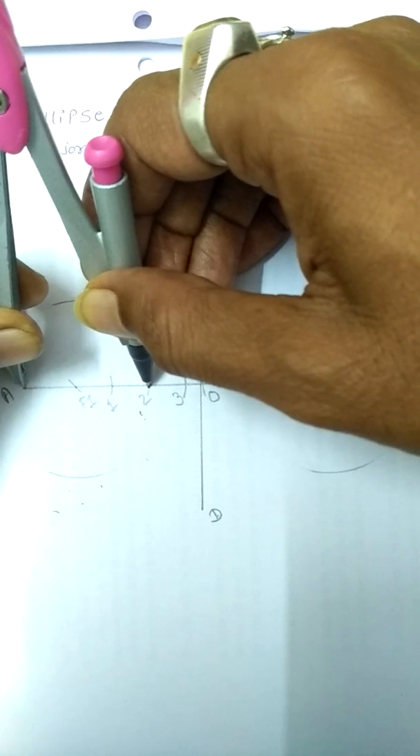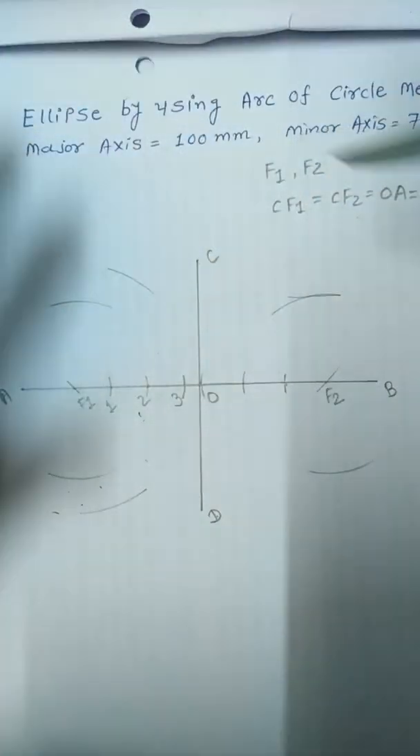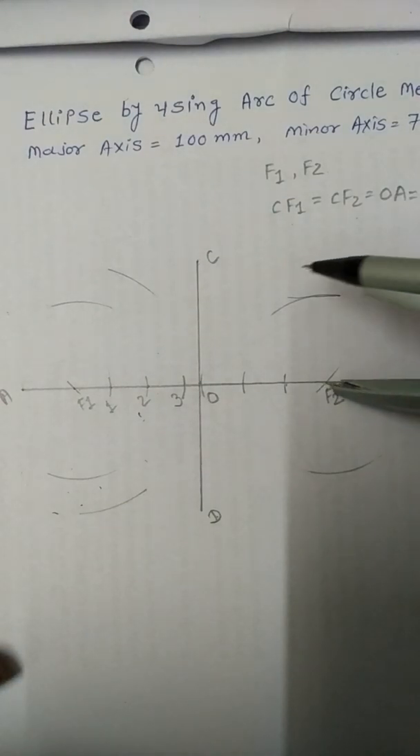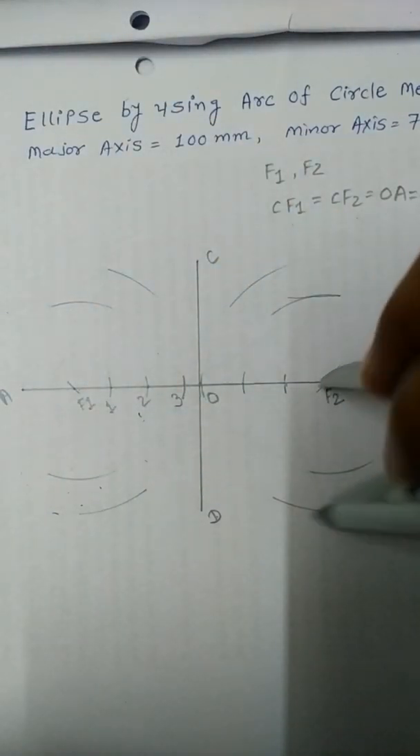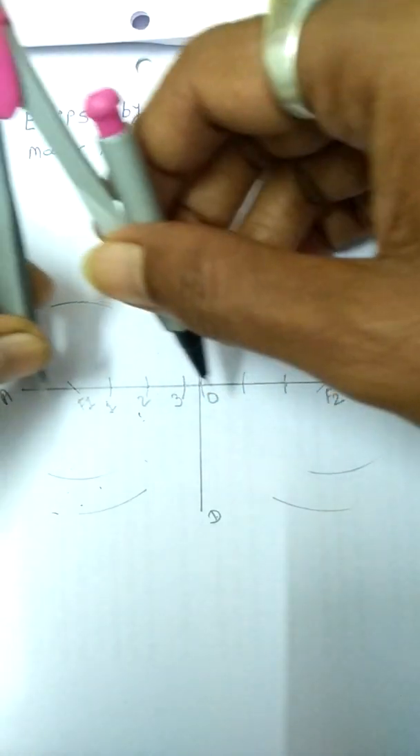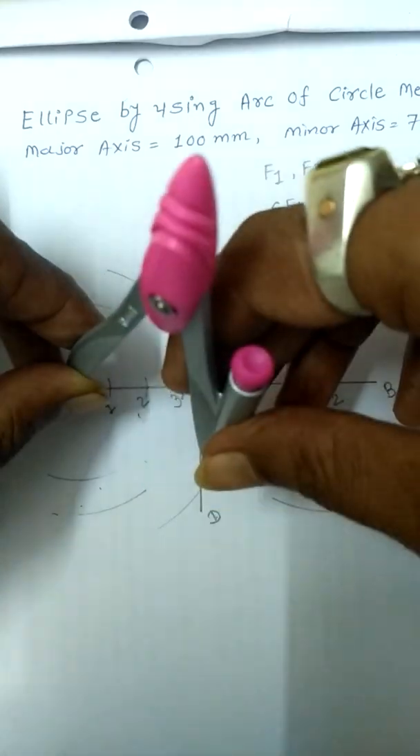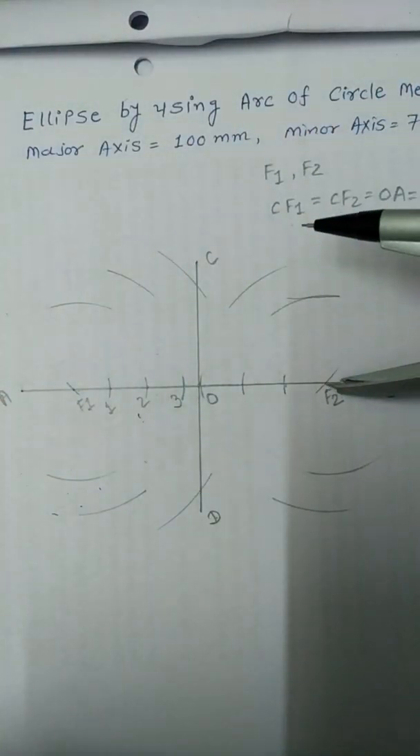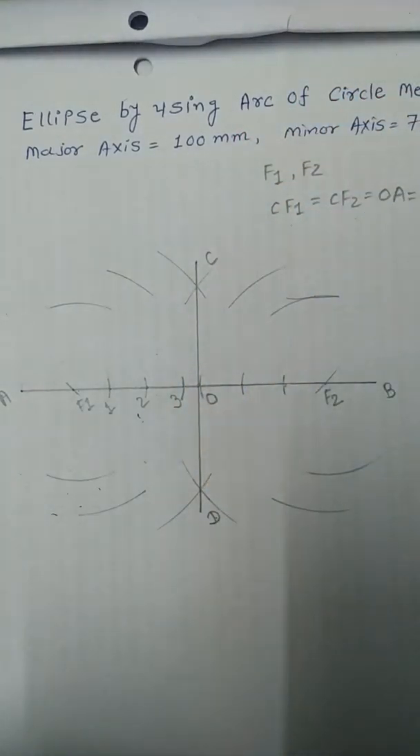Now measure the distance A to 2, put it on F1, make another arc above and below. Same, put it on F2, make an arc above and below. Now measure the distance A to 3, put it on F1, make the third arc above and below, put it on F2, make the next arc.